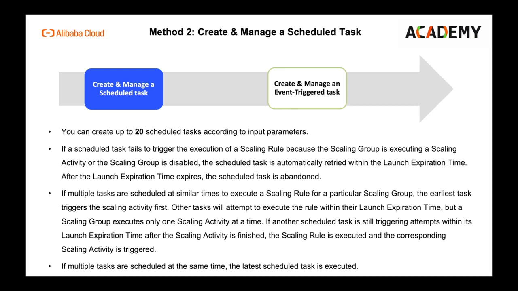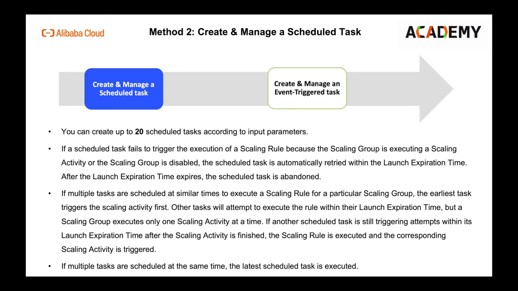Just to make that a little clearer, if you have multiple scheduled tasks that occur very near to each other in time, the first task that's scheduled will of course execute first. While the scaling activity that first task has triggered is going on, your other scheduled scaling tasks may have to wait. They might have to retry several times. But as long as your first scaling task happens before the launch expiration time expires for your other scaling tasks, then they'll be able to continue retrying and eventually successfully execute.